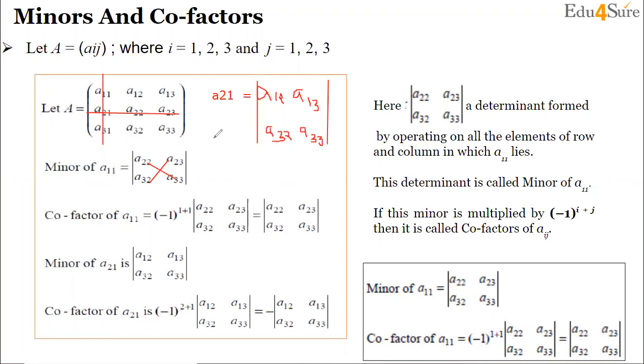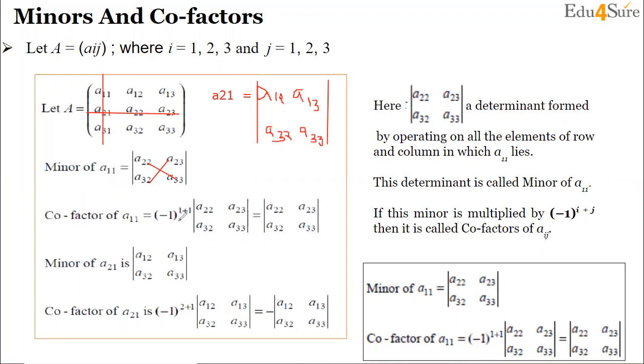So like this, you have to find out the minor for every element of the matrix. Now how are you going to find the cofactor? In place of the minor, you just have to multiply by (-1) to the power i plus j. How are you going to find the i plus j value? Suppose you have to find the cofactor for A11.